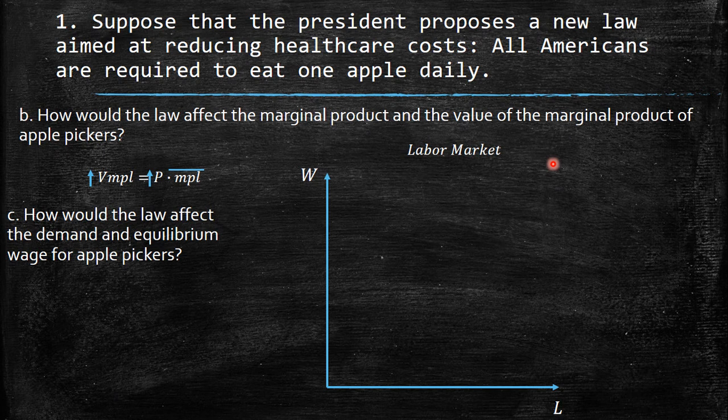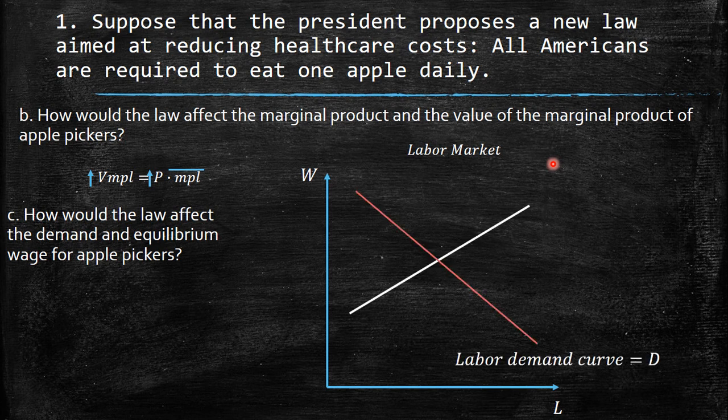Usually L is a whole number, like 1, 2, 3, 4, 5. It cannot be decimals, right? So this is the idea. Here we have the supply and demand, but the demand is known as the labor demand curve, and here we have the supply. Here we have L0 star, which is the initial point of the equilibrium, and here W0 star.